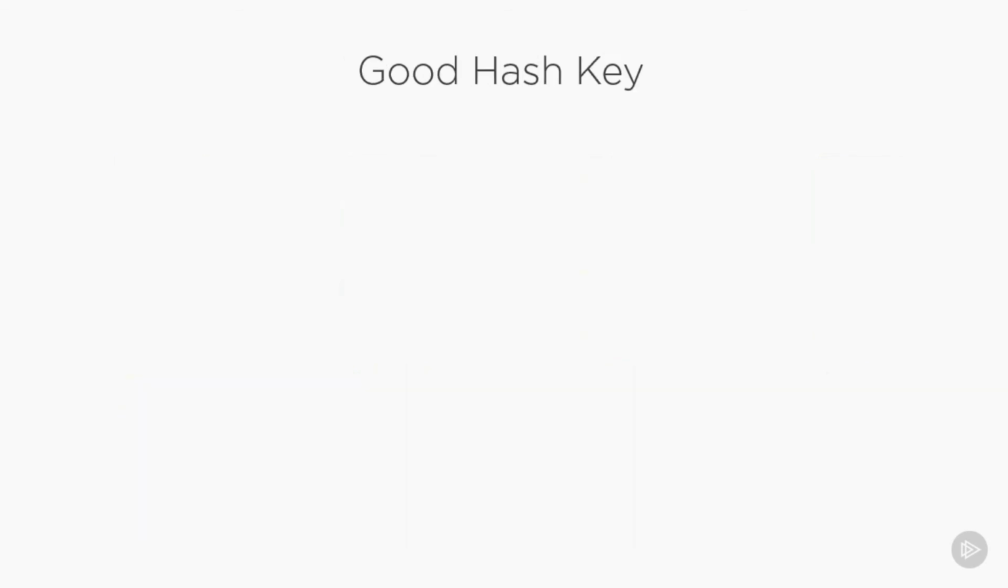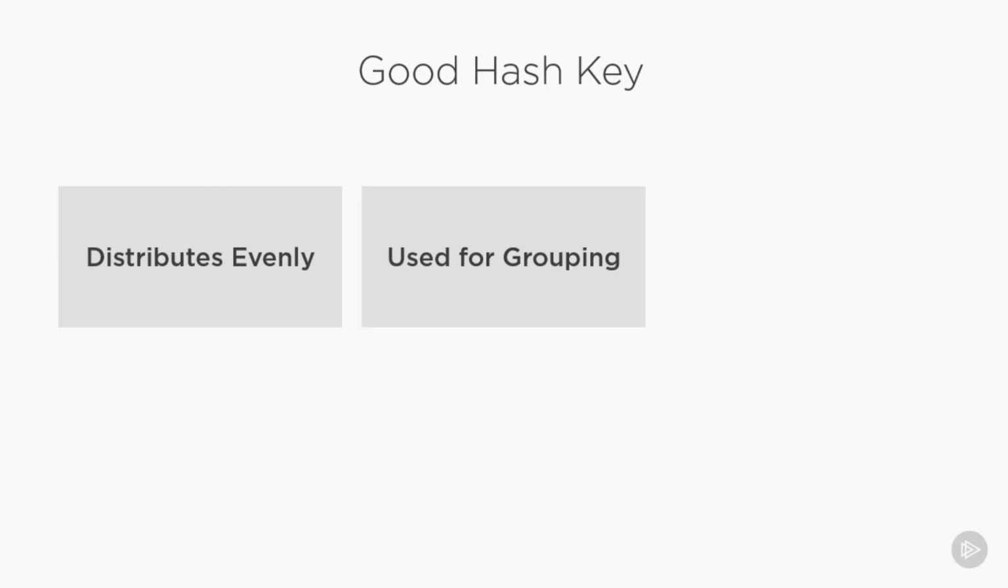So what makes a good hash key if we're going to pick a hash distribution? First of all, the most important characteristic is that it distributes evenly. As we mentioned, that is critical so that we take full advantage of the compute power of Azure SQL Data Warehouse. Second, we want the hash key to be used for grouping so that all the records that are going to be grouped are already on the same distribution. We also want the hash key to be used as a join condition, especially amongst large fact tables, so that those same records that match on the join are in the same distribution and we can avoid data movement.